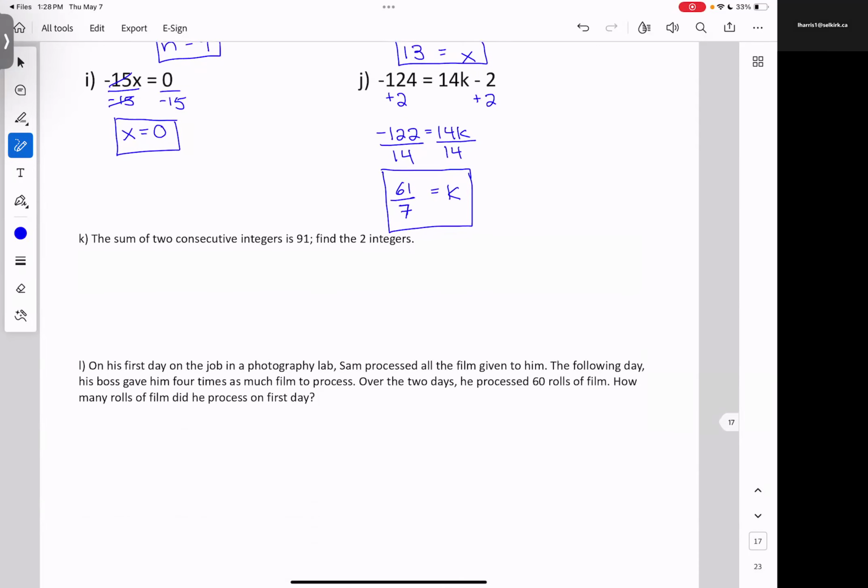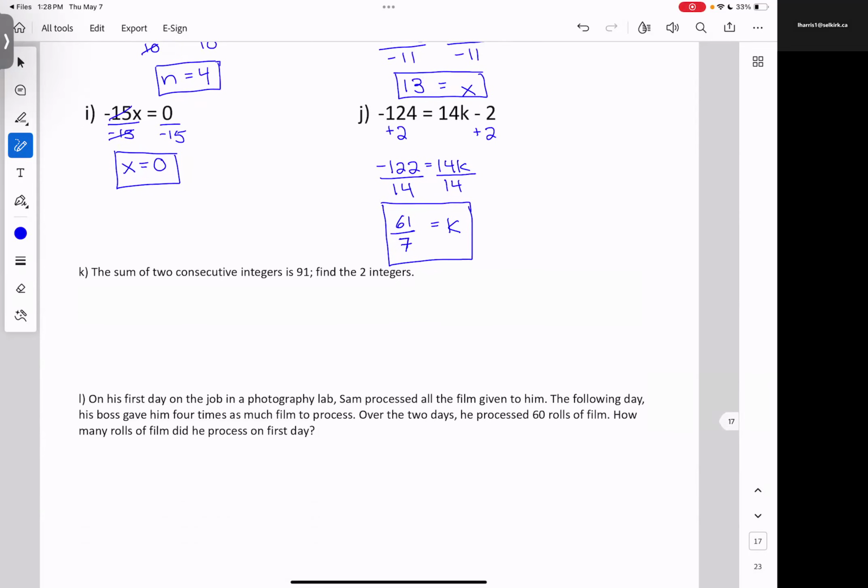All right, moving on to word problems. We have the sum of two consecutive integers is 91. So consecutive means they're right next door to each other. Consecutive numbers would be like 7 and 8 or 17 and 18. So they're one apart from each other. So the lower of those integers, I'm going to call x. So let x equal first integer, I'll say.